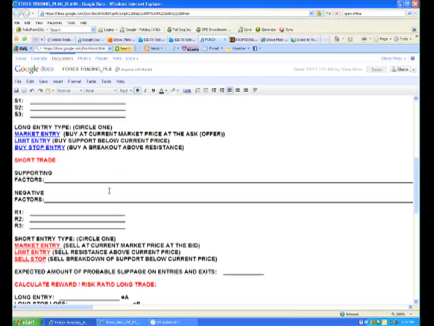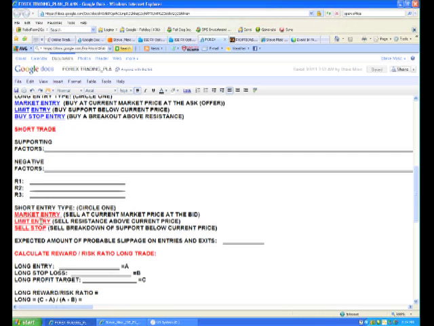Supporting factors for going short, negative factors for going short, 3 key areas of resistance above current price, the market type of entry, limit entry, or a sell stop. And in this case, if I'm trading at the market, I'm going to be selling on the bid. If I'm trading a limit order, I'm going to be selling resistance above current price. And if I'm going to be selling a break of support below current price, I would need to use a sell stop.